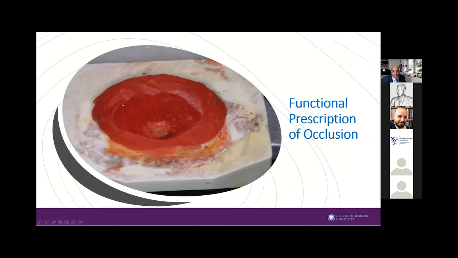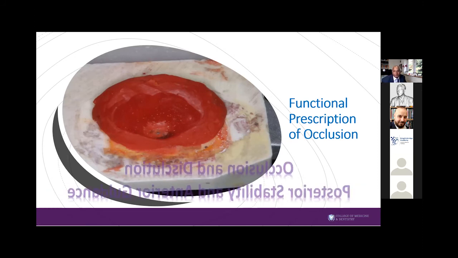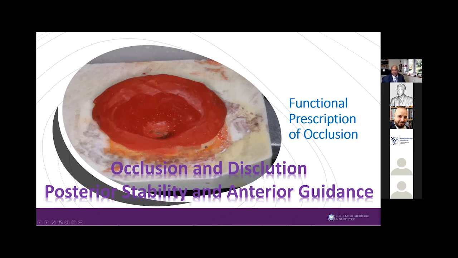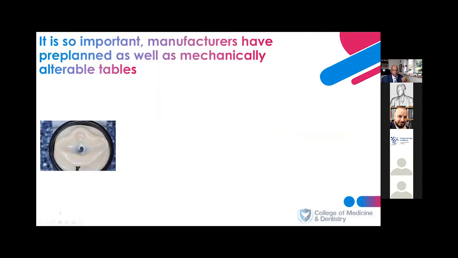So here's one of my patients where the disclusion has been captured on an incisal guidance table with Durelay, as explained by Professor Ziad. Posterior stability and anterior guidance. That's the story of occlusion and disclusion. Mustn't forget it. It is so important. Manufacturers have pre-planned this as well as mechanical alterable tables.